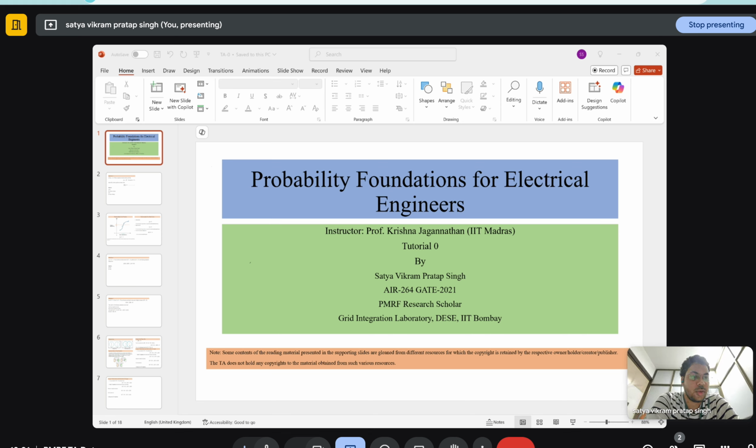This is the first tutorial, and in this tutorial we are not covering the in-depth probability of this particular course, but we are giving some glimpse related to that which can help to solve a few of the assignments.